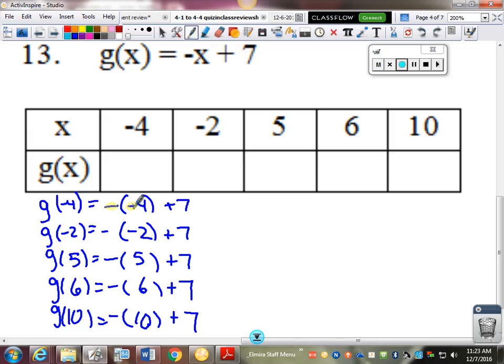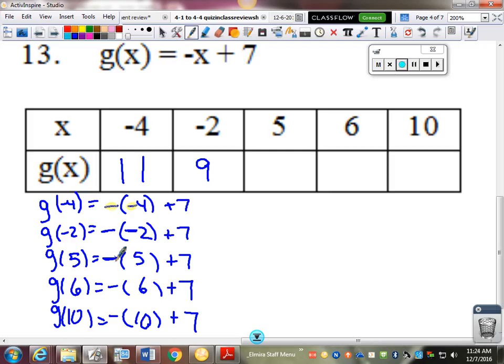A negative, negative 4 really means positive 4, and positive 4 plus 7 is 11. Negative, negative 2 means positive 2. Positive 2 plus 7 is 9. Now after that, the 5, 6, and the 10 are not negative. Okay, they are positive numbers. So we're only having this one negative.